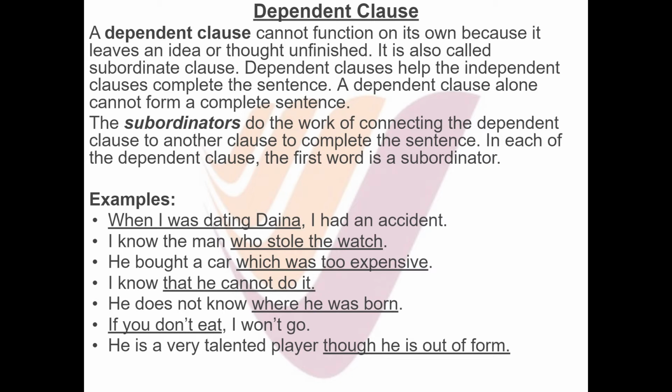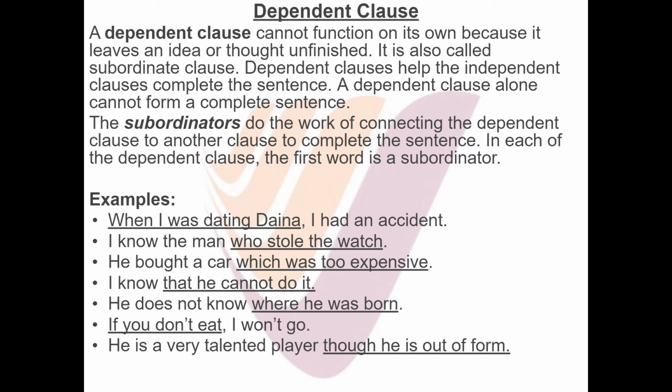The subordinators do the work of connecting the dependent clause to another clause to complete the sentence. In each dependent clause, the first word is a subordinator. What is a subordinator? A subordinator is something that does the work of connecting the dependent clause to another clause to complete the sentence. Here are the examples. When I was dating Diana, I had an accident.